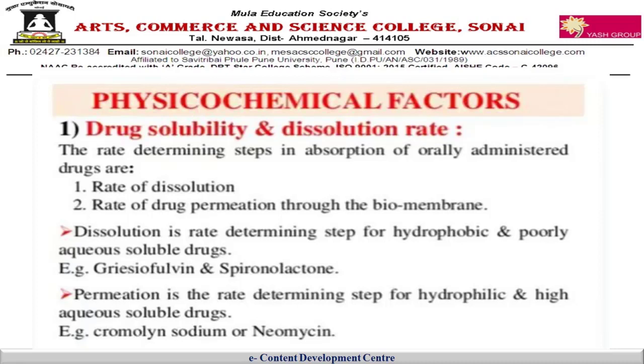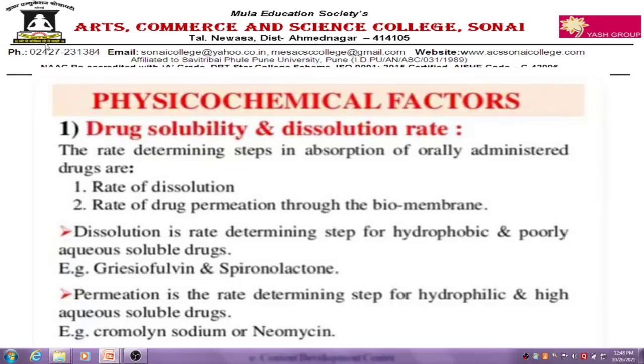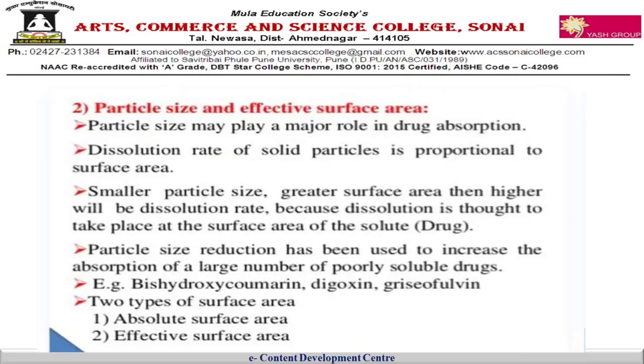Dissolution is the rate determining step for hydrophobic and poorly aqueous soluble drugs, for example griseofulvin and spironolactone. These are the examples. Second point, permeation is the rate determining step for hydrophilic and highly aqueous soluble drugs, for example cromolyn sodium or neomycin.